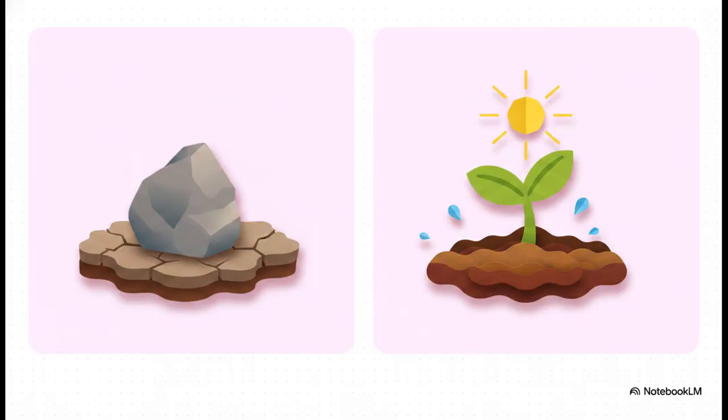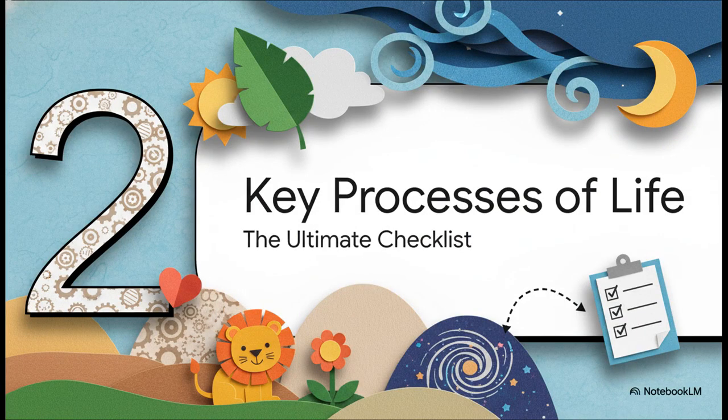Okay, let's dive into this. A rock is essentially a completely static arrangement of minerals. Its atomic structure is totally locked in place. And it's really only going to change if extreme external forces, like wind or water, slowly weather it down over thousands of years. Now, a plant, on the other hand, is completely dynamic. Even when it's sitting perfectly still, it's actively converting sunlight into chemical energy. It's constantly dividing cells to push its roots deeper into the earth and transporting water straight up against gravity. It's this internal dynamism, this constant active participation in the physical world that absolutely separates a living entity from a non-living object. Moving on to section 2, key processes of life, the ultimate checklist.